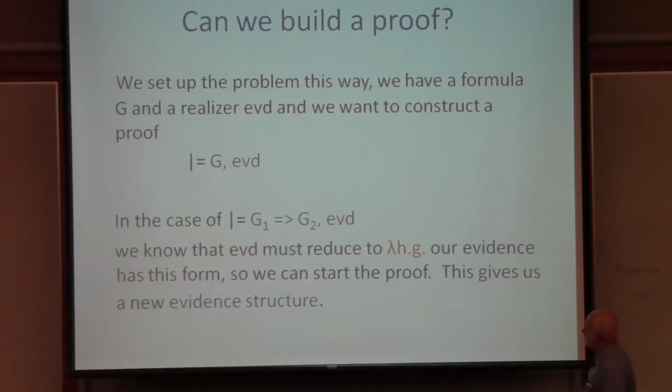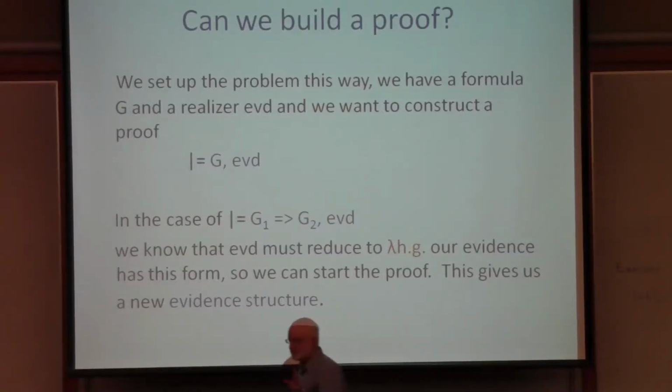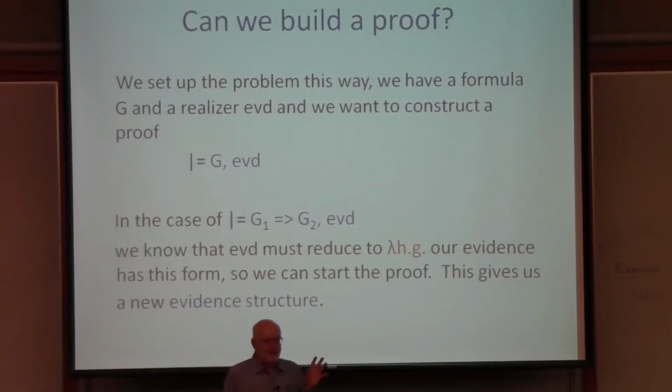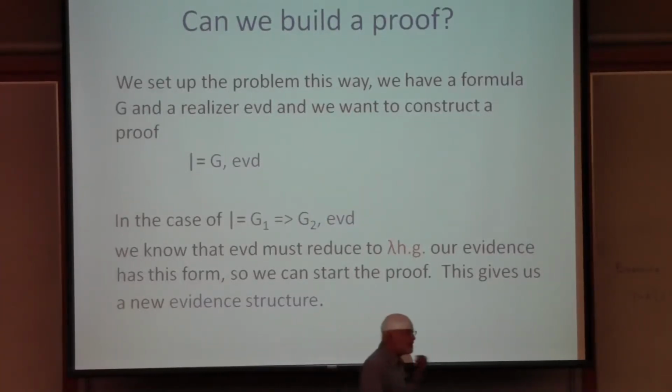So let's look at the case of G being G1 implies G2, and you've got an evidence term. What do we know about the evidence term? We know something universally true. If that is evidence for G1 implies G2, what do we know about it? So I'll ask you this question. Do we know that it starts with a lambda? No, we don't know that. But do we know that if we compute on it a little bit, if we try to expose what the evidence is, we must get a lambda eventually?